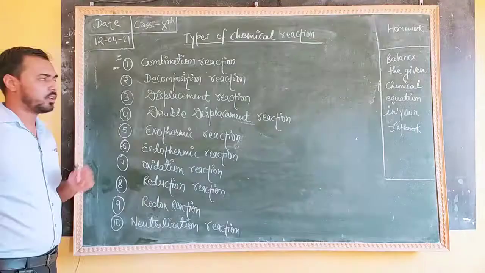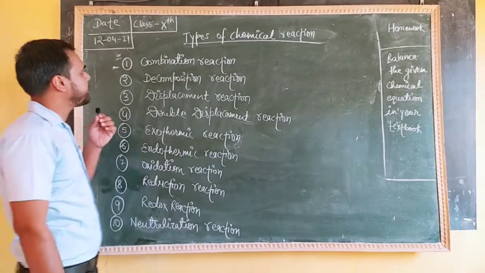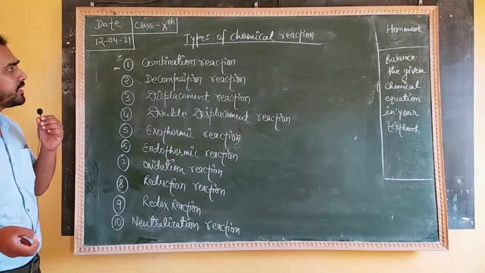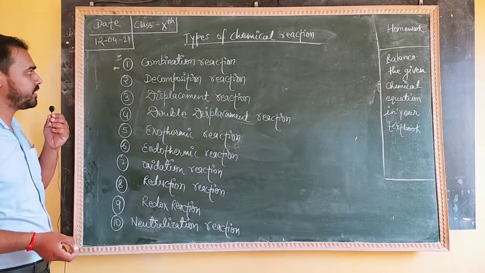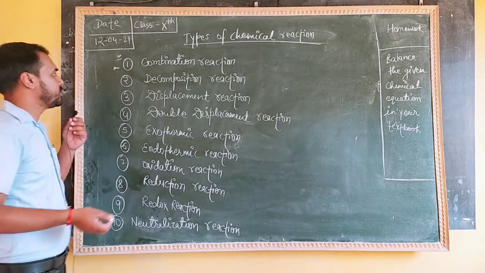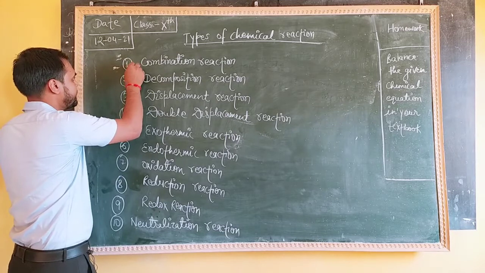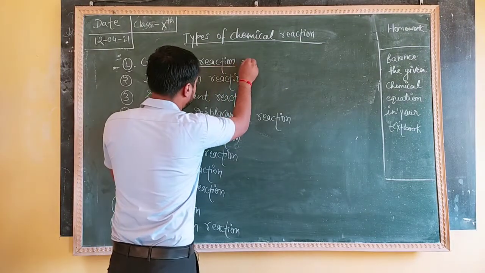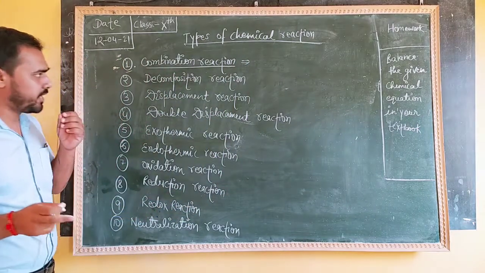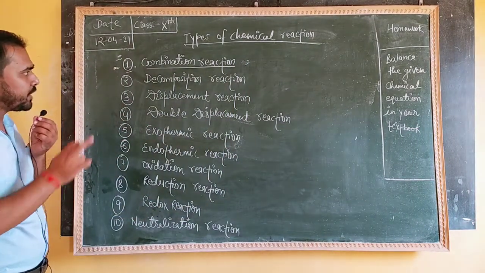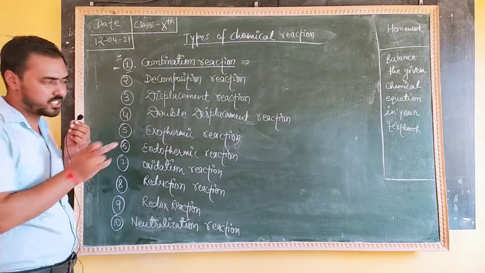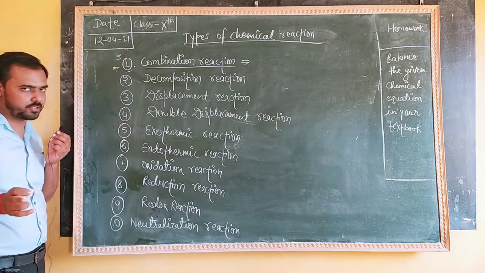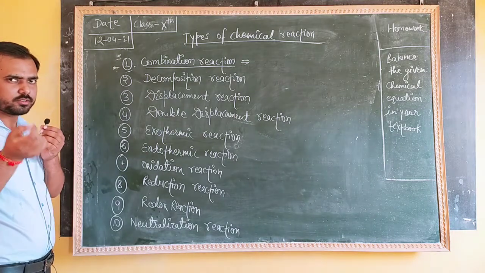So now the next topic that we are going to discuss is types of chemical reaction. Here in this topic we will discuss how many types of chemical reaction there are and what they are. So listen, the first type of chemical reaction is combination reaction. Firstly, I will tell you in short form. I will just go through these topics, then after we will read in detail about all the types of reactions.